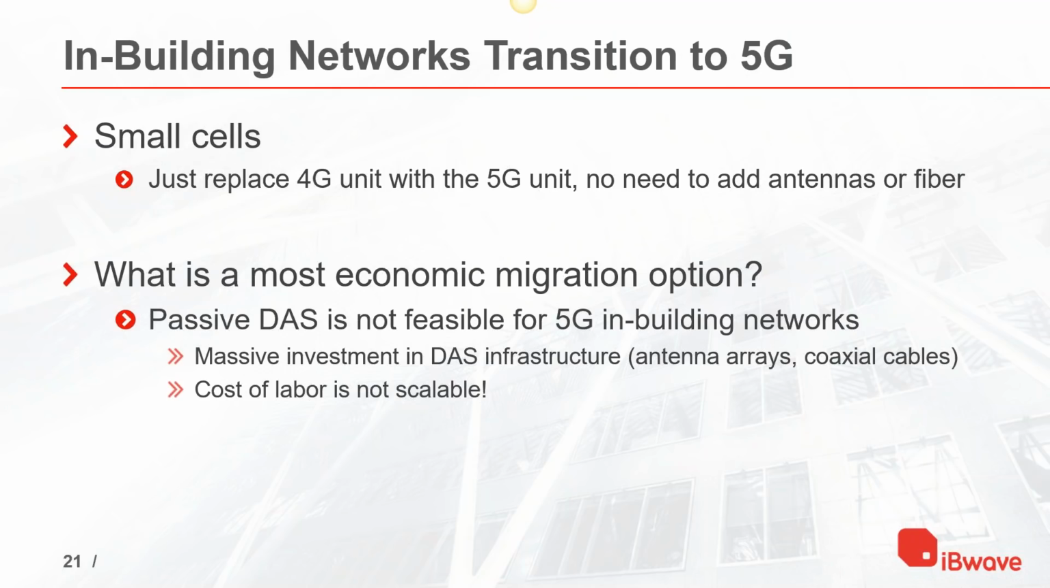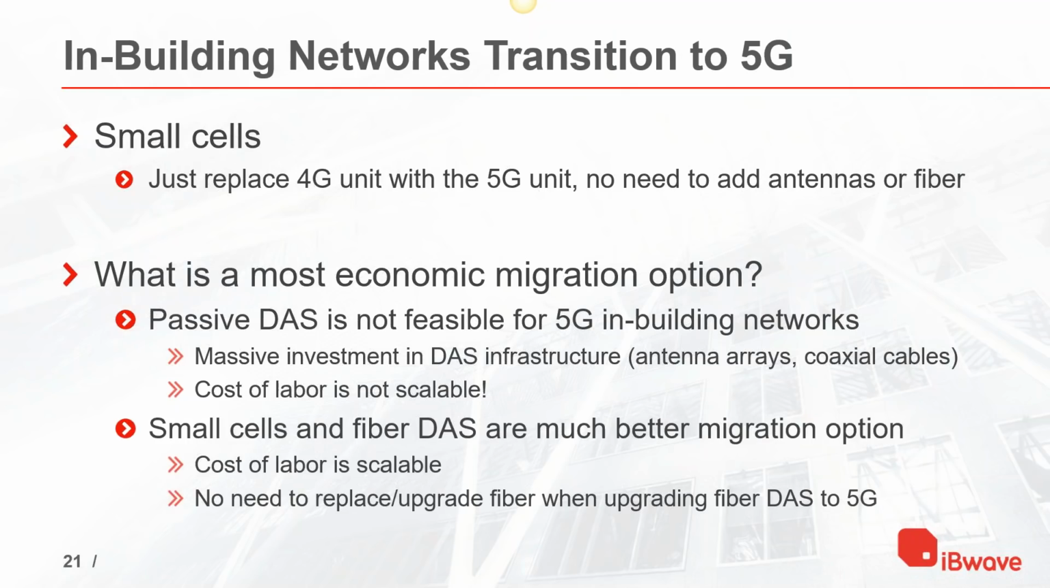So what is the most economic migration option? Well, passive DAS is not really feasible for in-building 5G networks, because there would have to be a massive investment in the DAS infrastructure with antenna arrays and coaxial cables, and the cost of labor is not scalable, which is very, very important. On the other hand, small cells and fiber DAS are much better migration options, because the cost of labor is scalable and there is no need to replace or upgrade fiber when upgrading fiber DAS to 5G. So the verdict is in. We believe that passive DAS cannot be efficiently migrated to 5G, while the other two types can.